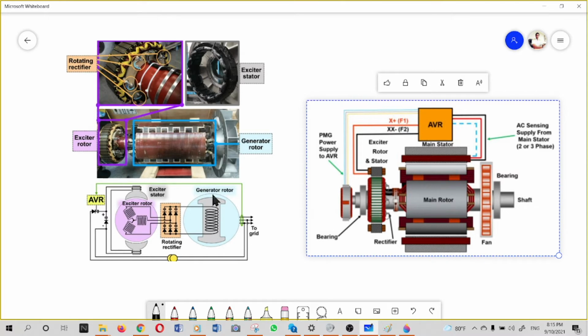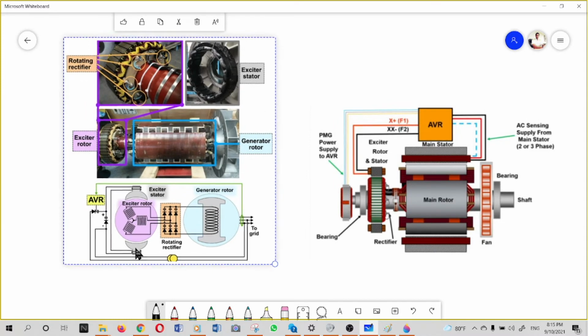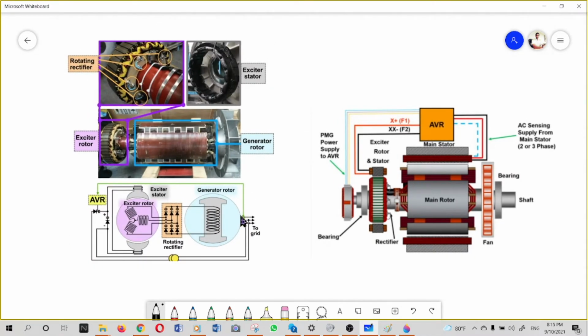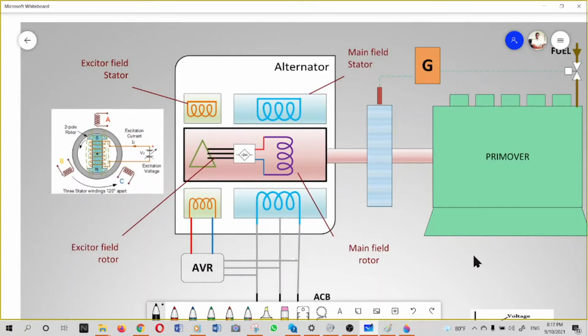So this is the schematic diagram. This is the generator rotor, this part, and the rotating rectifier bank is there, and the exciter rotor is there. This is the exciter rotor part here, exciter stator here, and this is the main stator winding. Okay, this enlarged view, then we can easily discuss what is happening in the alternator.